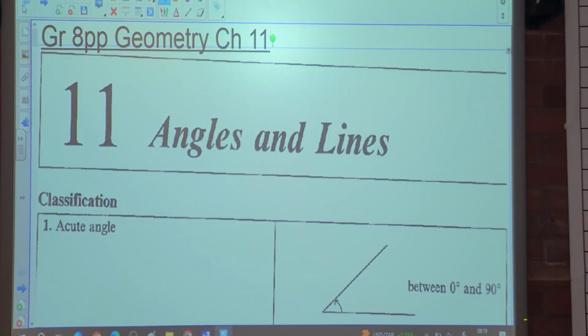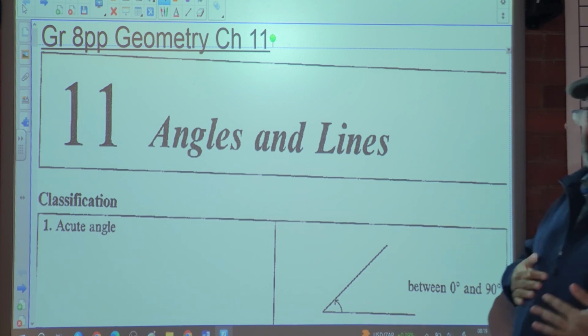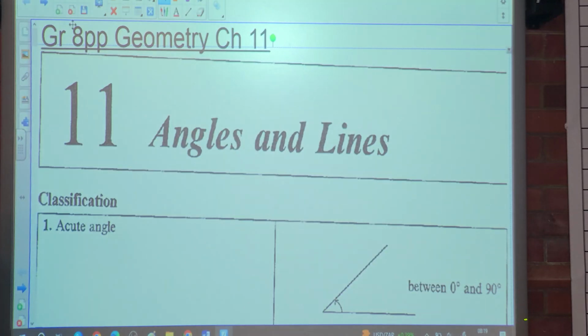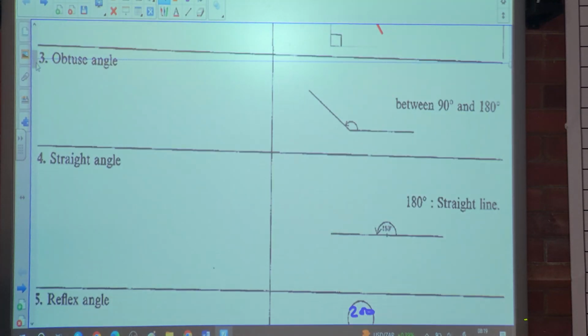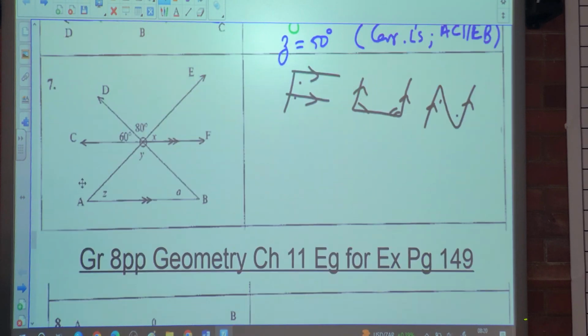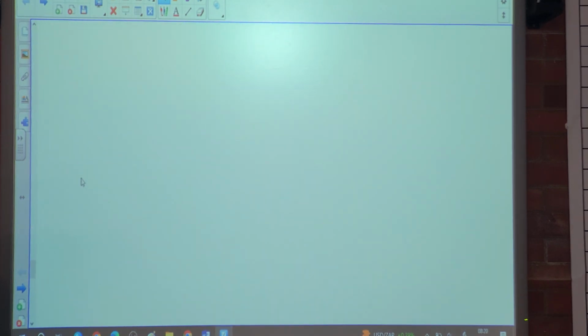Good morning, class. So today we're looking at angles and lines. Yesterday we concluded example 5 and 6. So in this lesson we're going to look at example 7 and 8.